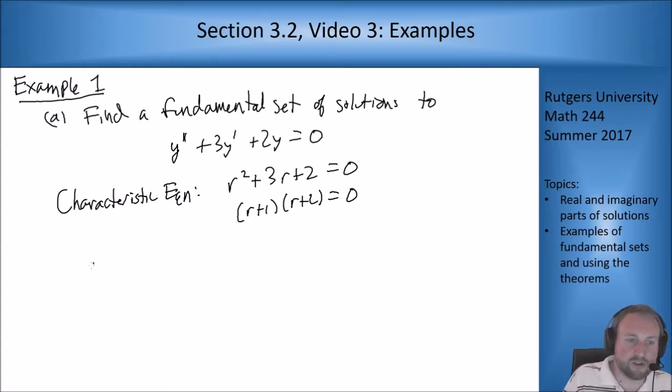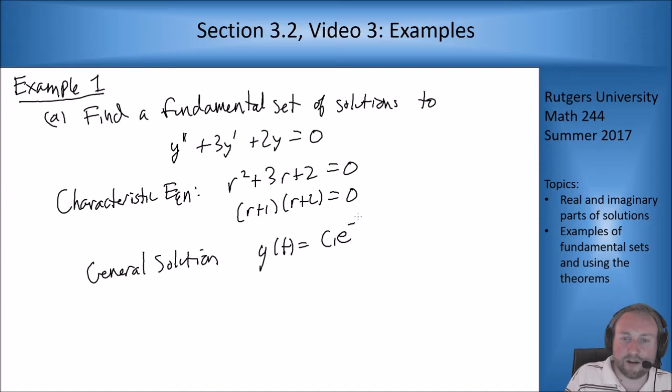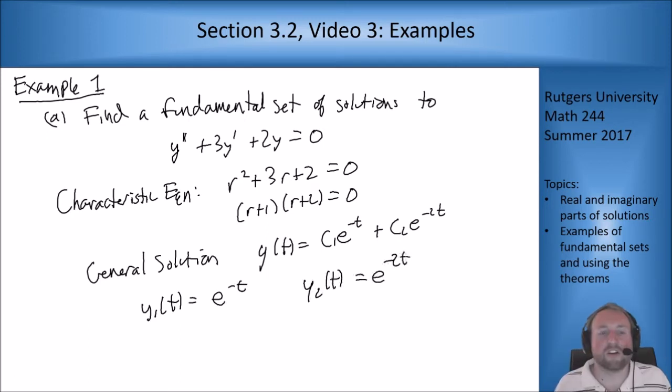So my general solution, or at least what I claimed before was a general solution, is y of t equals c1 e to the minus t plus c2 e to the minus 2t. So my y1 is e to the minus t, and my y2 is e to the minus 2t. Let's verify that these are in fact a fundamental set of solutions. So let's check their Wronskian.